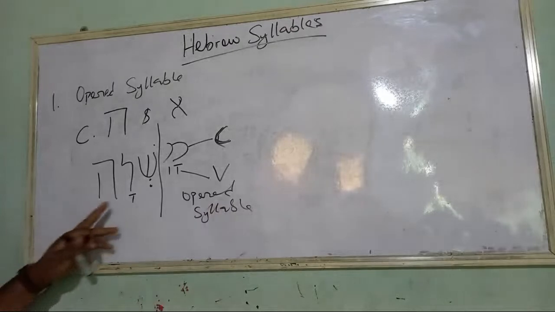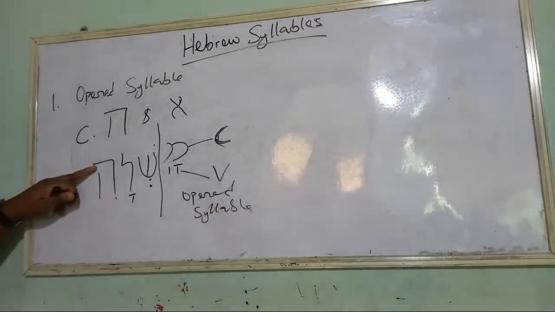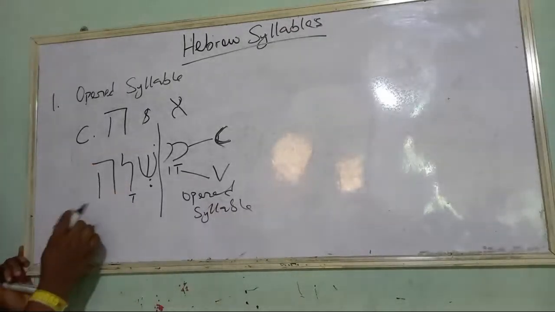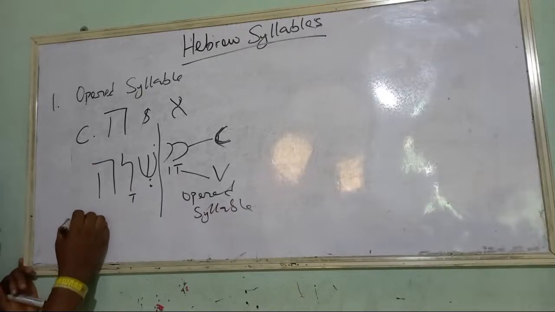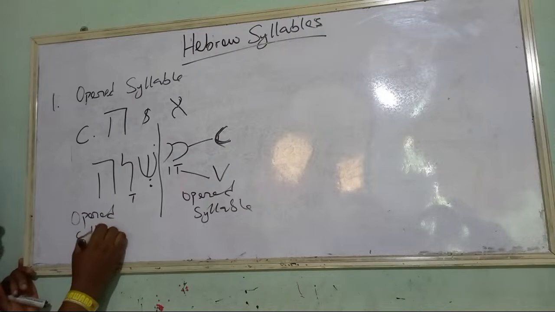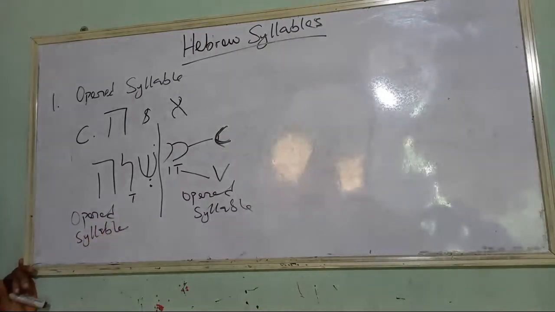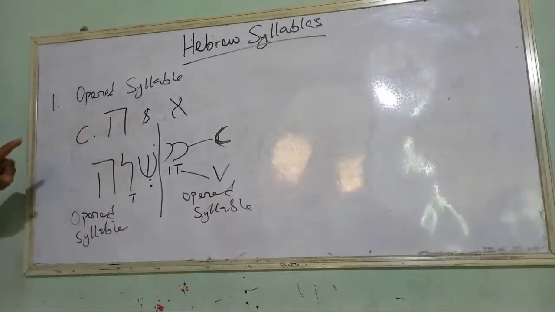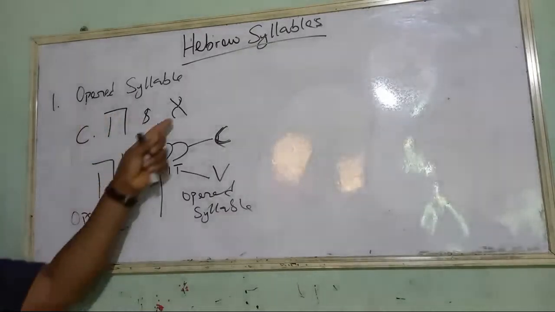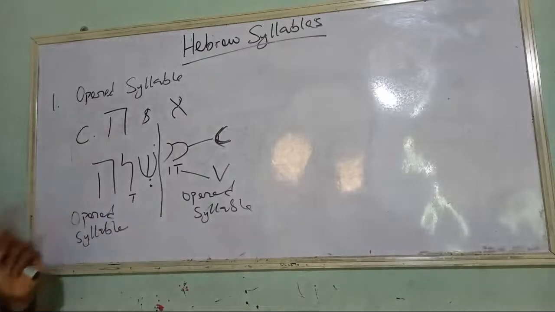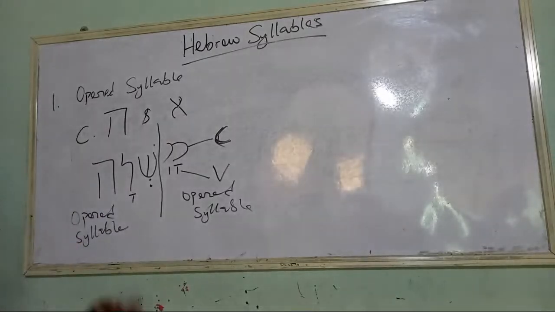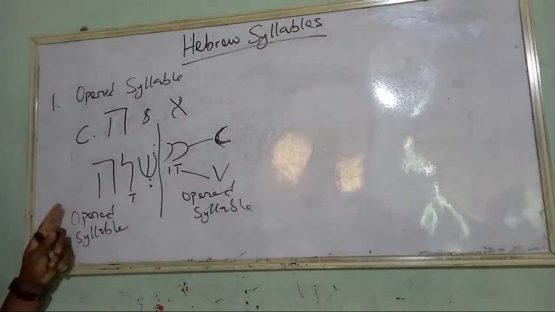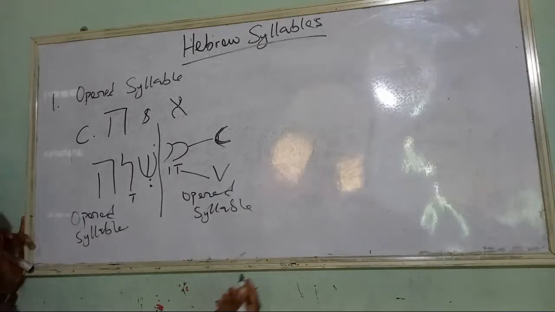The second one ends with what? A. So automatically it's also an open syllable. Because Aleph and A cannot close a syllable, any syllable that ends with Aleph or A is an open syllable.